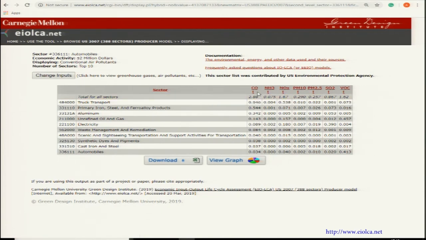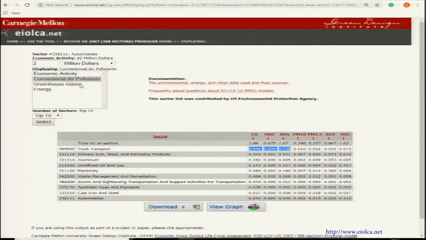Okay. So, this small t is the unit, which is metric tons. These are the pollutants for truck transport. In $2 million worth of automobile that I am taking into account, the truck transport would produce 0.946 tons of carbon monoxide, 0.004 tons of ammonia, 0.538 tons of NOx, and PM10, PM2.5 and so on. So, these are for the top 10 sectors. I can even see all the sectors.